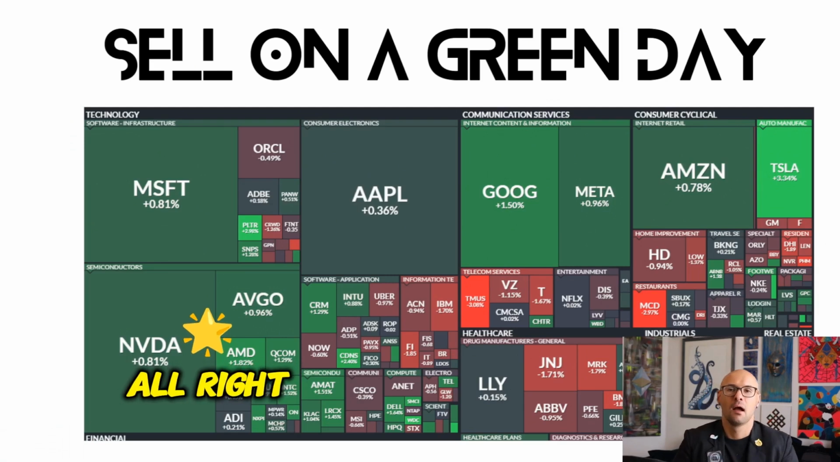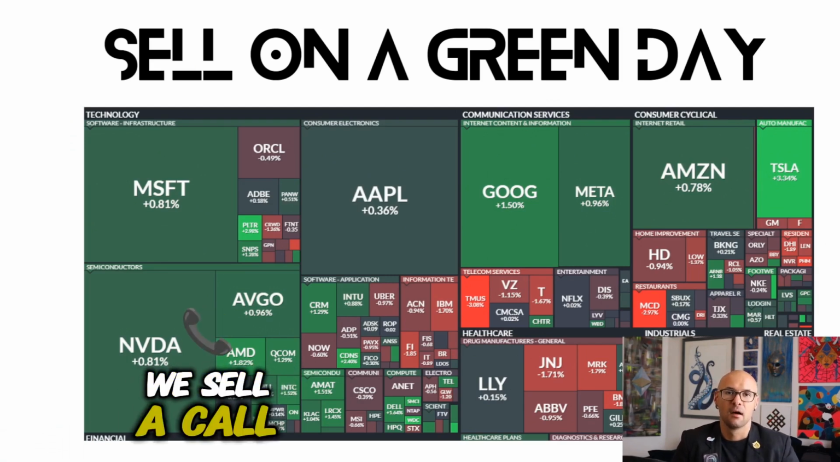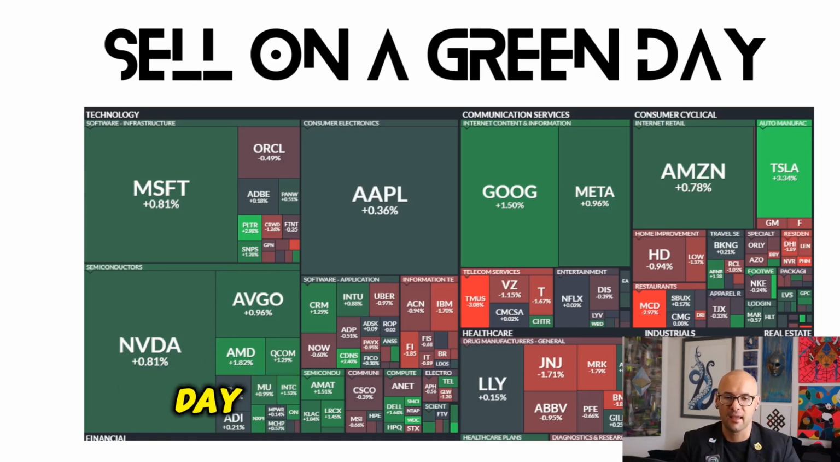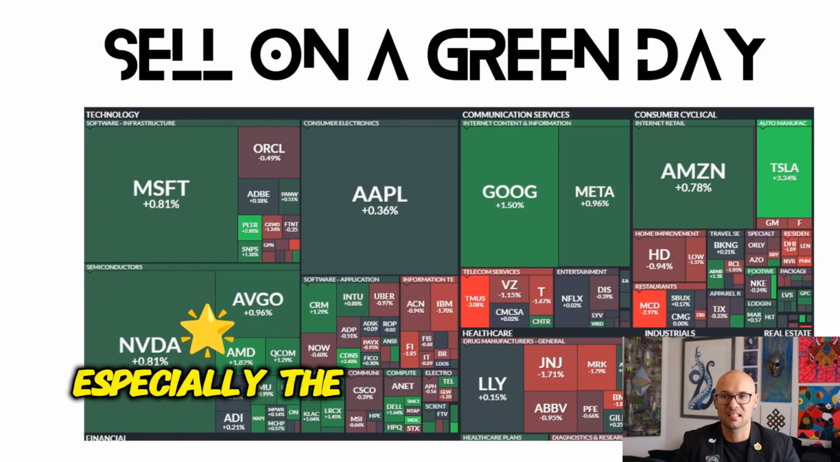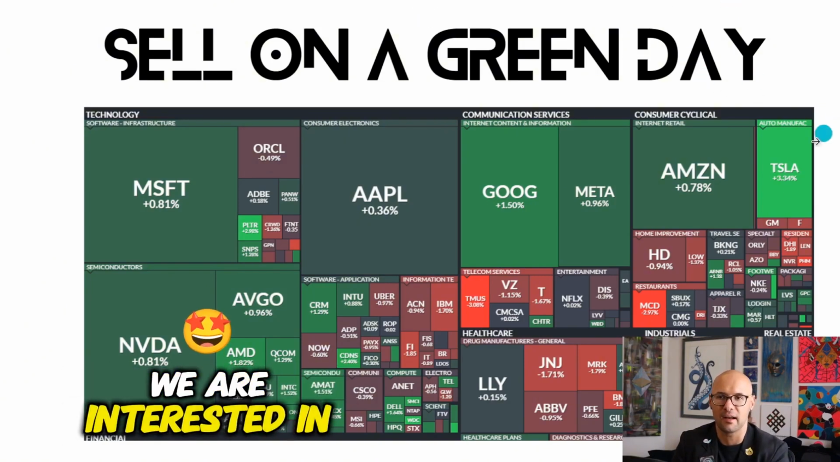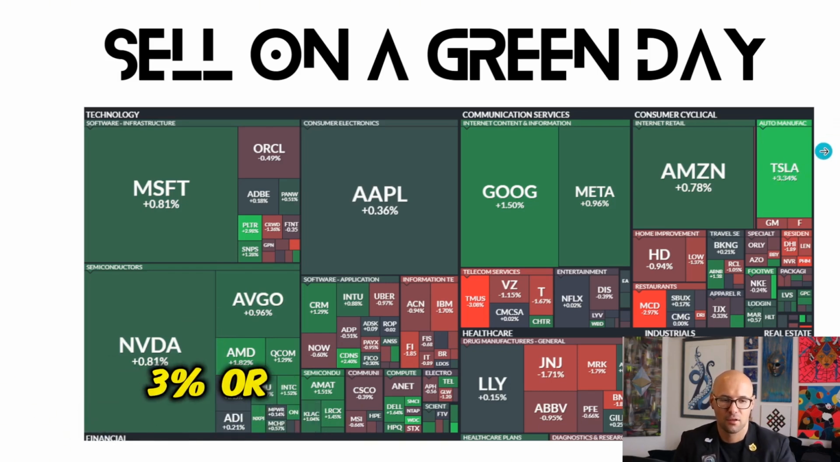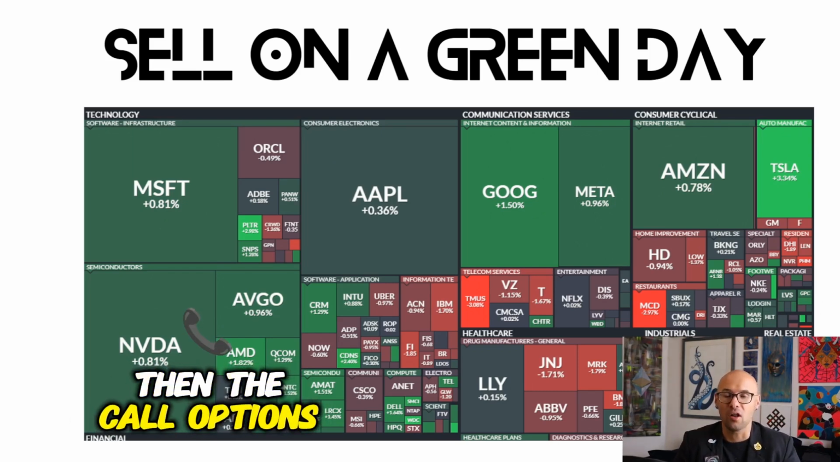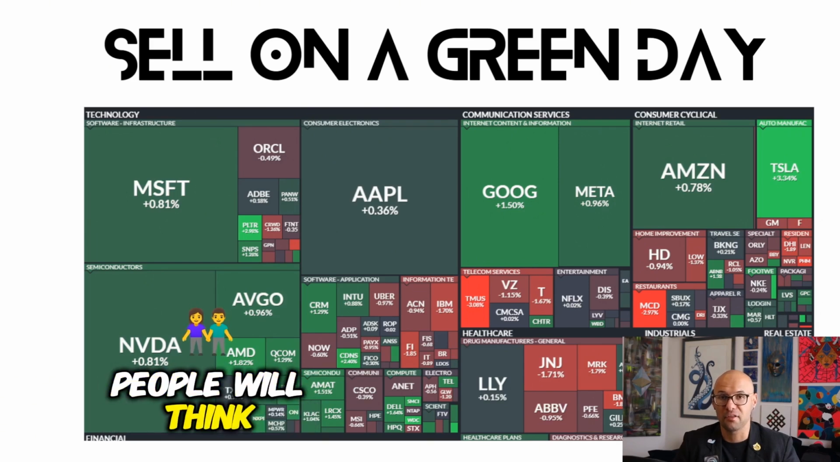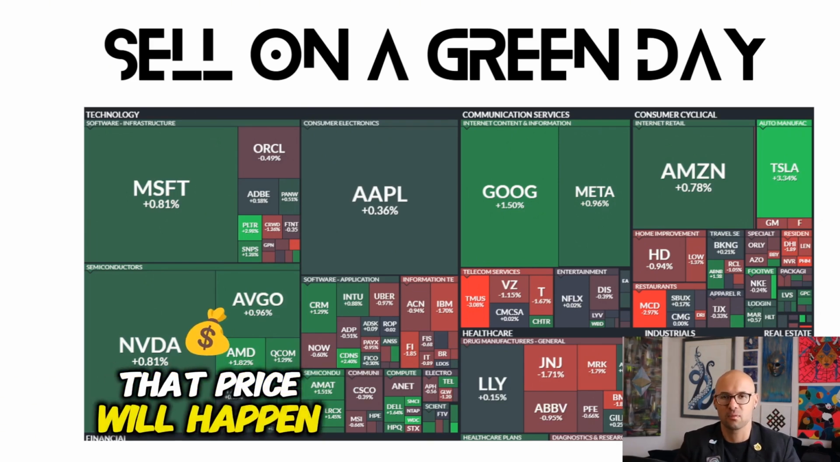All right, when do we sell a call option? We sell a call option on a green day. As you can see here, when a lot of the stocks are green, especially the one that we are interested in selling, let's say Tesla, extra green, 3% or more, then the call options will be worth more. People will think it's more likely that that price will happen.